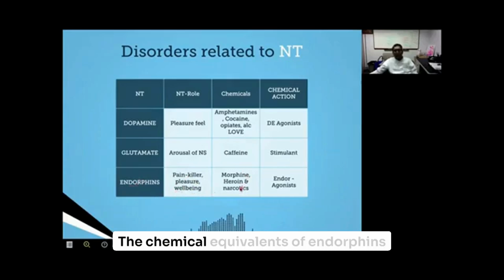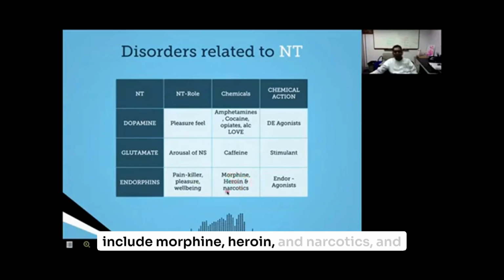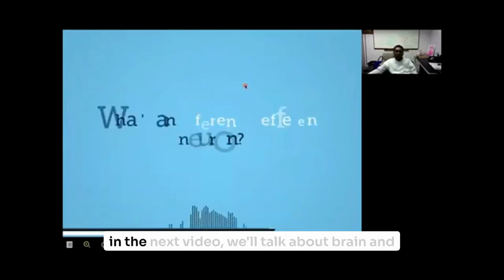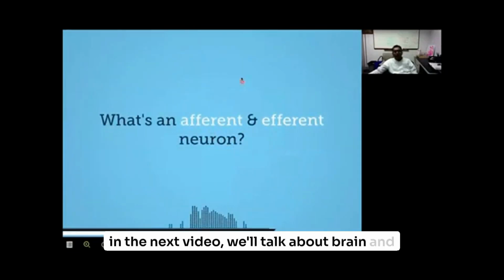Now, chemical equivalents of endorphins include morphine, heroin, and narcotics. Again, these chemicals act as endorphin agonists. In the next video, we'll talk about the brain and nervous system.